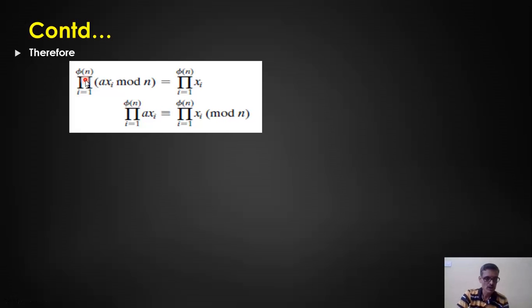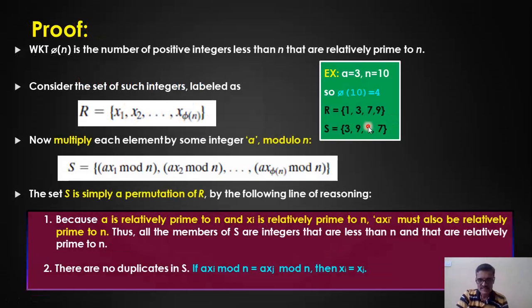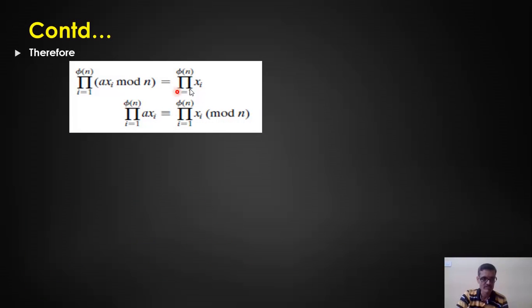Just look at this. The product of a into xi mod n is actually equal to the product of xi, from the previous slide, because the elements are the same. If I take the product 3 into 9 into 1 into 7, and 1 into 3 into 7 into 9, I should get the same answer, correct? It is equal. So that's what I have written. In the form of a congruence, the product of all the elements of that set, phi n number of elements, a into xi, is congruent to the product of all the xi mod n.